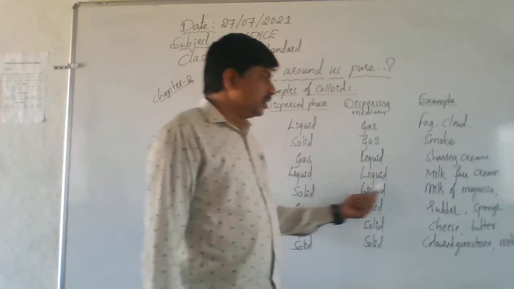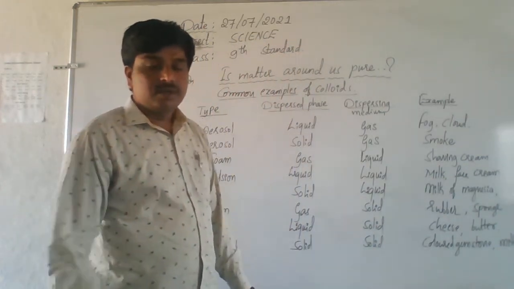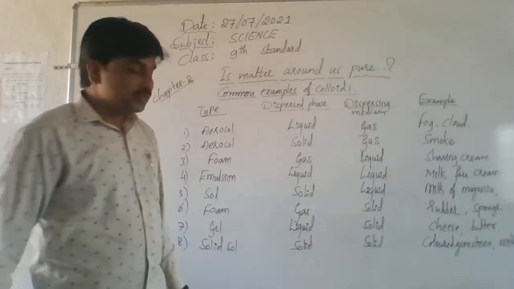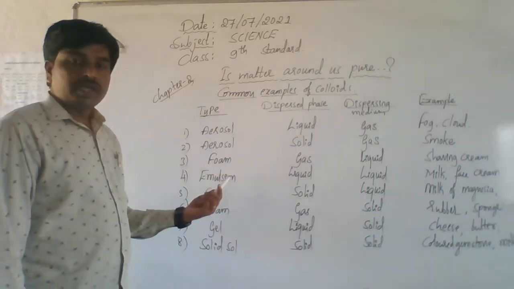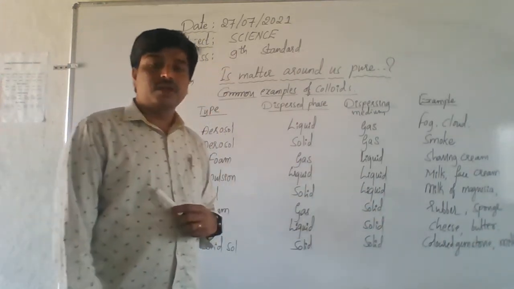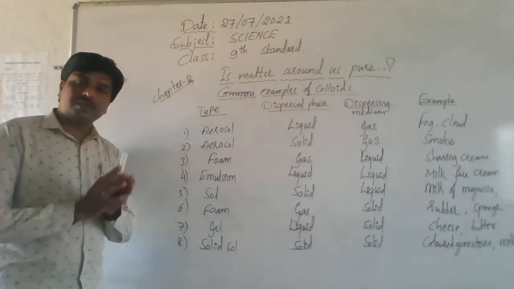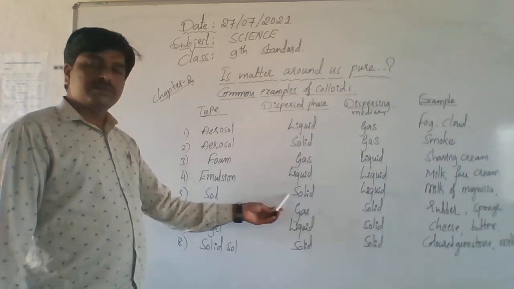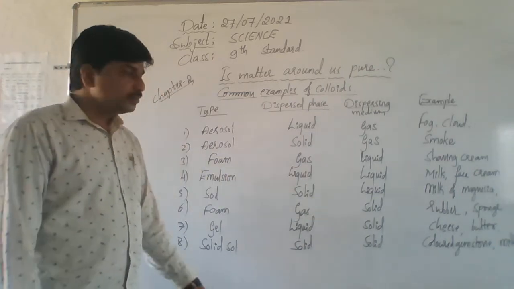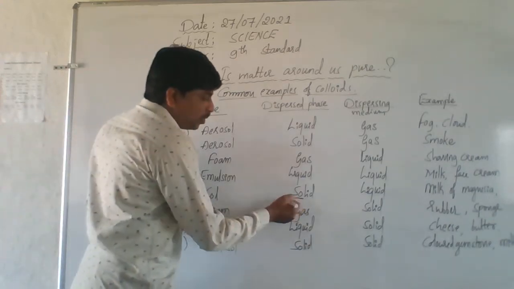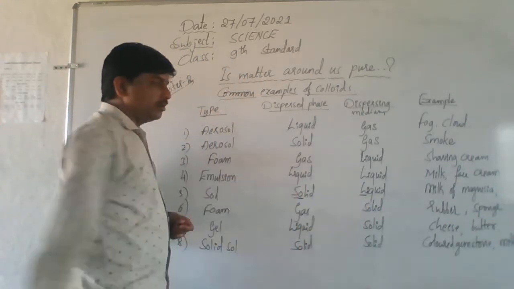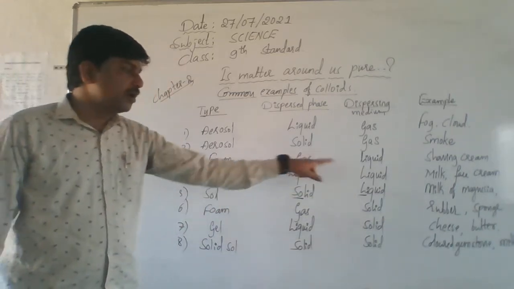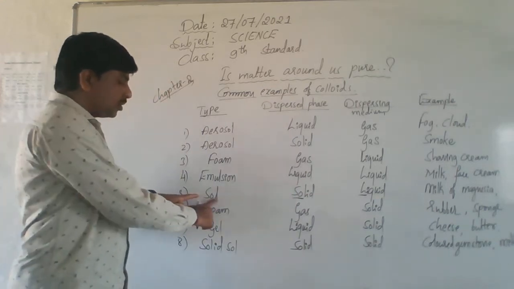Understand? Then see, face creams are there. Some people in your homes normally use face creams. That face cream is also a best example of an emulsion. Emulsion contains liquid in liquid. Understand? Then comes sol. What are sols? Sols contain a solid dispersed phase and a liquid medium. Sol, clear? Very simple. Sol means solid in liquid.